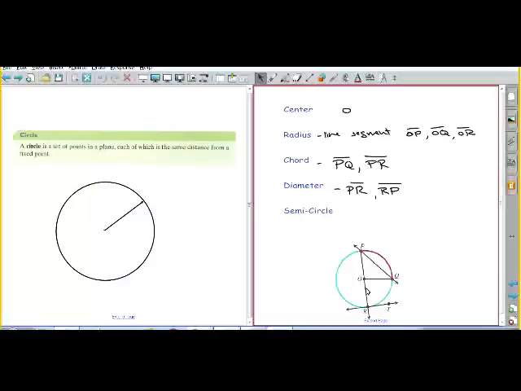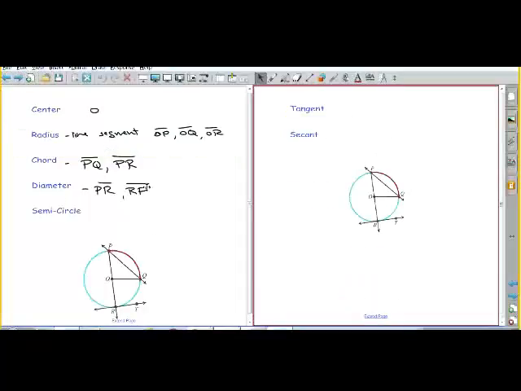So the first thing we're going to do is just finish up talking about circles. So last time we were saying we want to be able to define the different things associated with circles. So we were up to semicircle, I think. So this is the same drawing. The semicircle would be this curve that goes from R through Q to P and then back to R again. So a semicircle is a half circle.